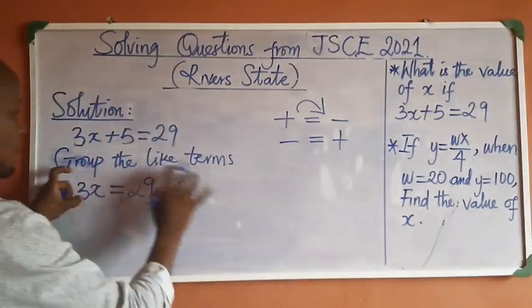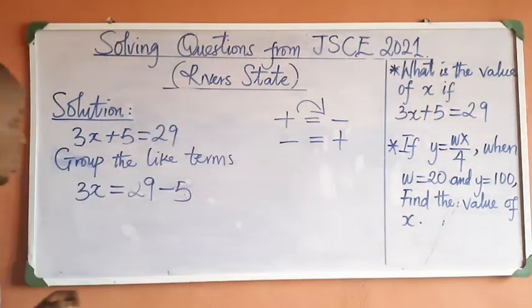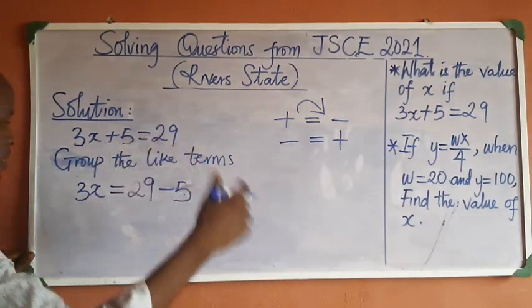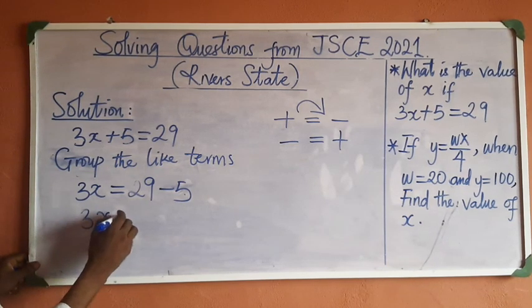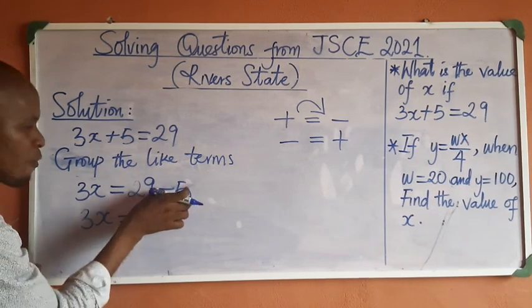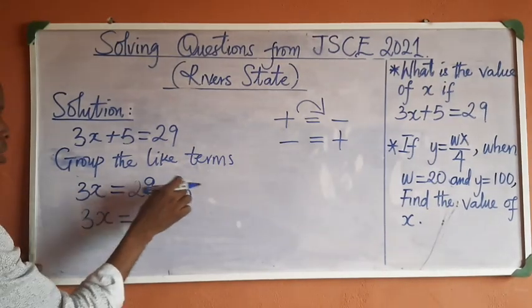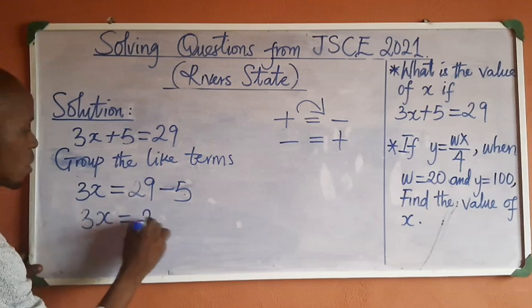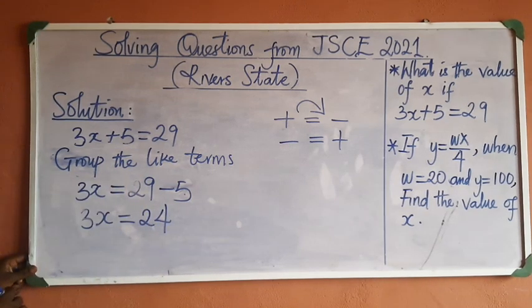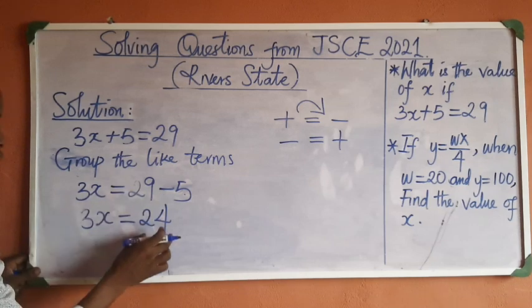So what I have done now is collecting or grouping the like terms. So with this, I can continue with my calculation. On this side, I will repeat 3x. Then on the other side, I will take 5 away from 29. That is 29 minus 5. If I take 5 away from 29, I will get 24. If you count 29 and you take 5 away from 29, you will get 24.